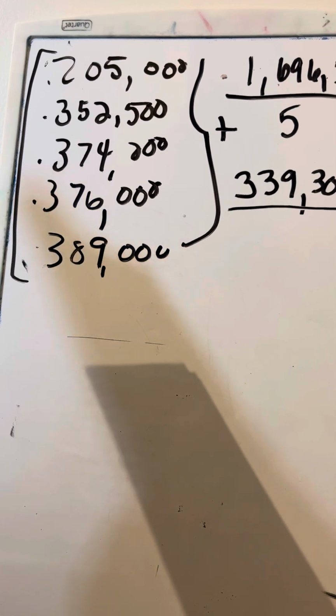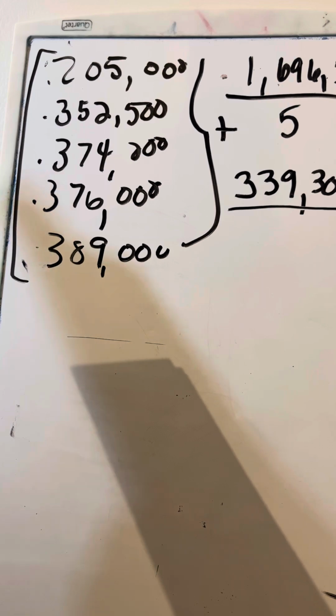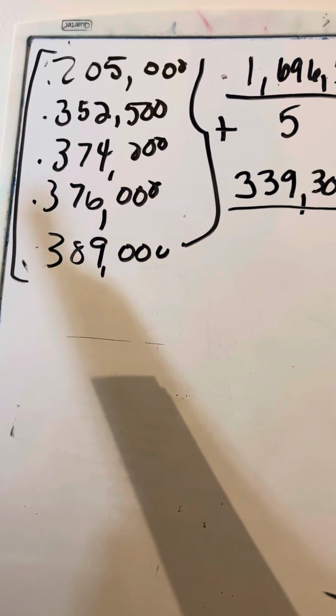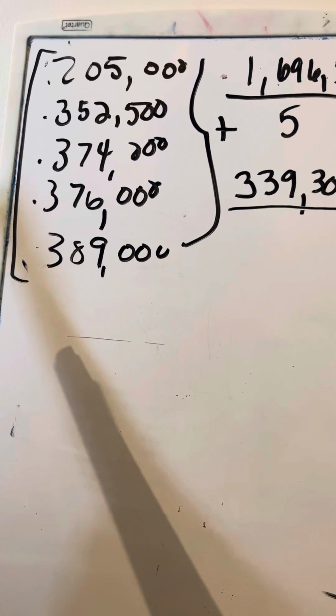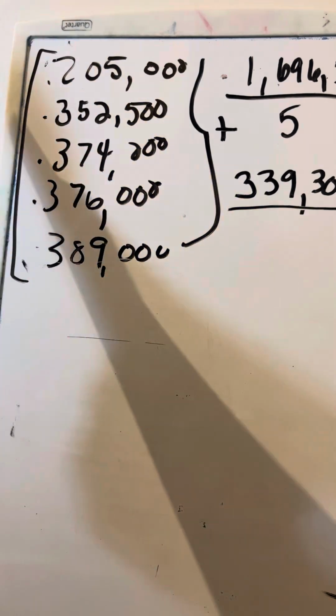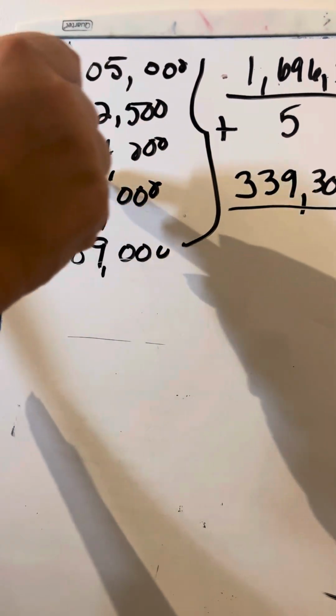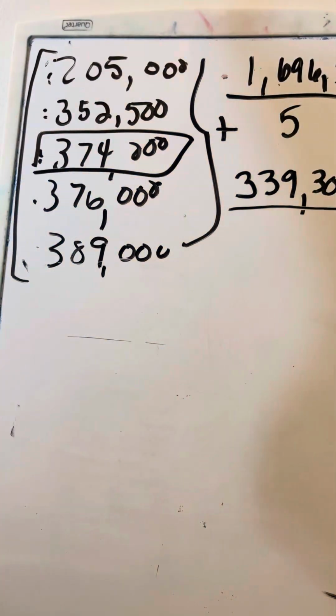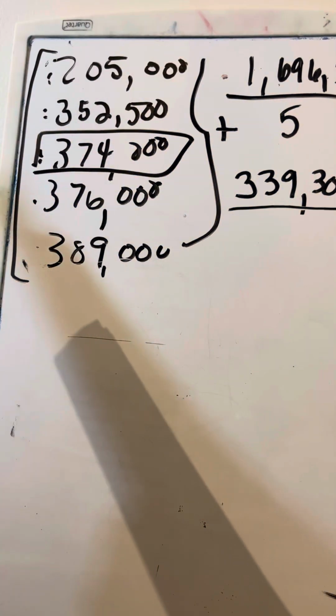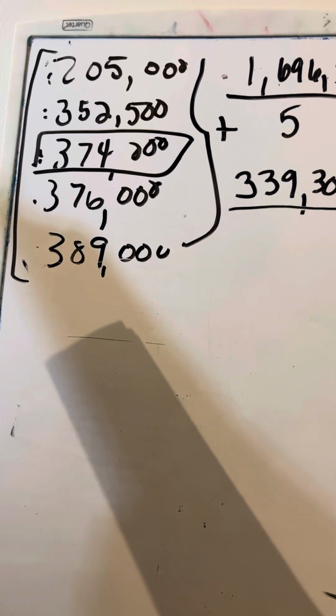Now we are supposed to find our median. Median also sounds a little bit like medium or middle. So how do we find the middle when we have 5 numbers? Because they're odd, we just go to the middle. 1, 2, 3. This is our median. $374,000 is our median, the middle.